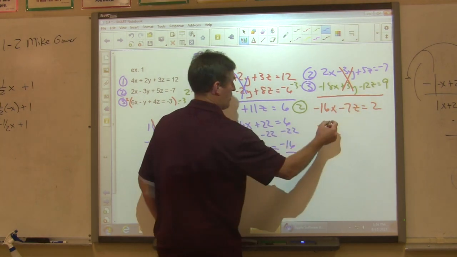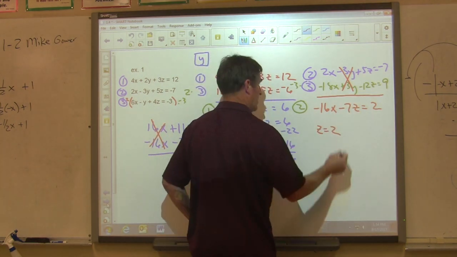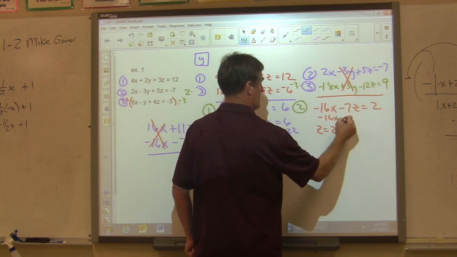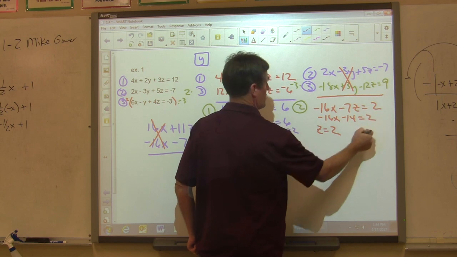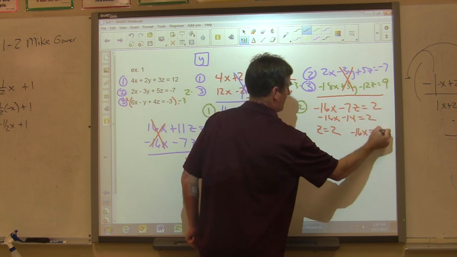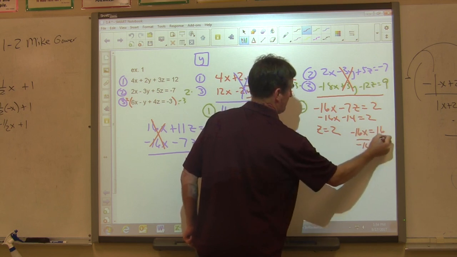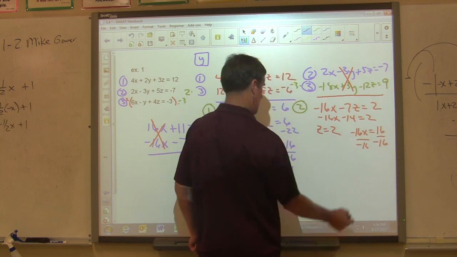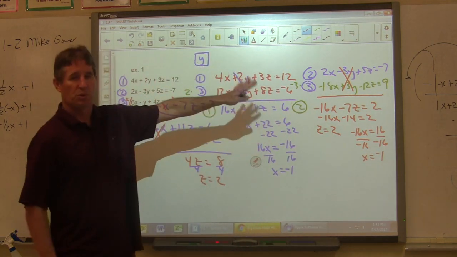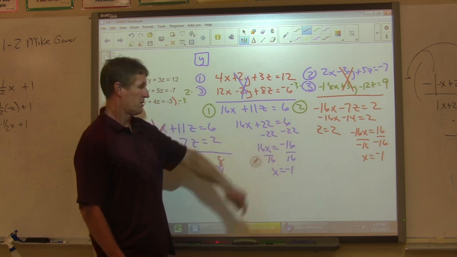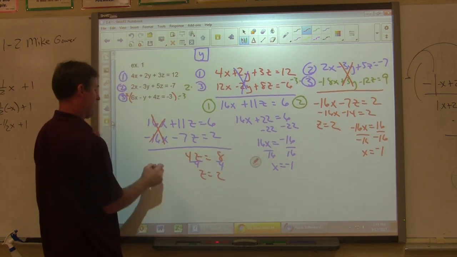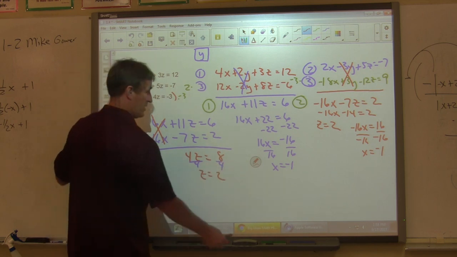If I would have done it in this one, I would have gotten negative 16x, 2 times negative 7 is a negative 14 equals 2. Add 14 to both sides. And divide by negative 16. And again I get x equals negative 1. So it won't make any difference which one you plug it into to find the answer. Totally up to you. So now we have two of the answers. We know x is negative 1.